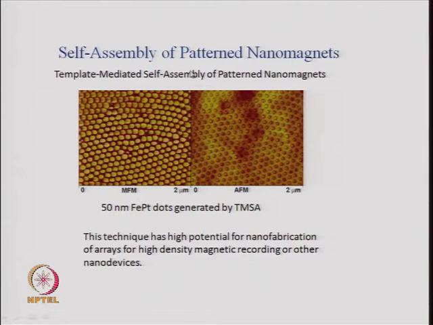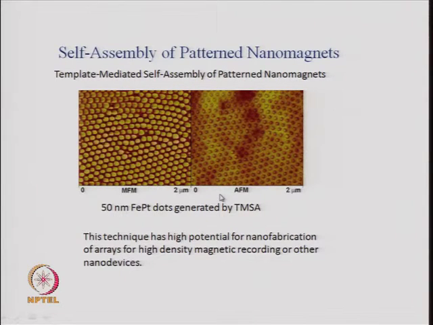So, self assembly of patterned nano magnets is something one strives to obtain, so that we can make use of these nanoparticles. Here is a template mediated self assembly of nano magnets. We are calling these particles nano magnets, and you can see that they are organized in a very orderly manner. The technique by which you are observing these particles is called MFM, that is magnetic force microscopy. It is a derivative of the atomic force microscopy.